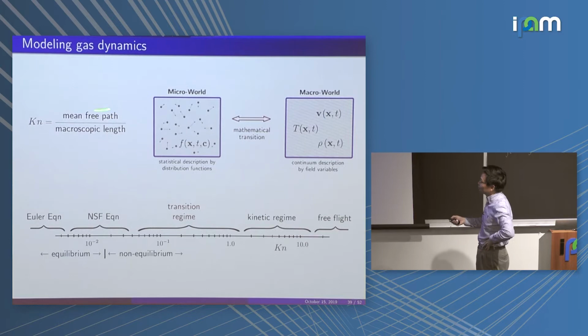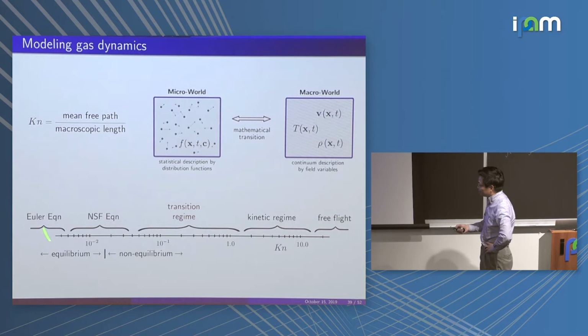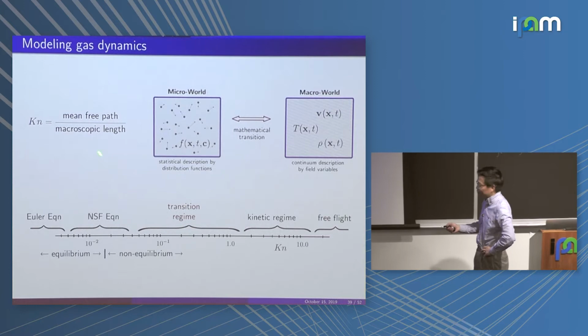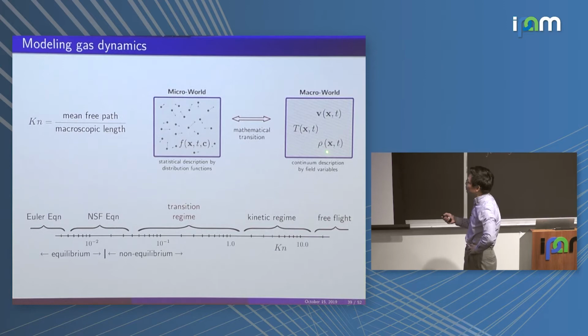If the Knudsen number is very small, how big is the Knudsen number in this room? Did anybody know? Okay, I don't know. But it's supposed to be small, because here we're supposed to be able to use Euler's equation. So we're just looking at density, velocity, and temperature. And up there in the sky, the Knudsen number could be very big, then you really have to look at the collision of the atoms and use the Boltzmann equation.